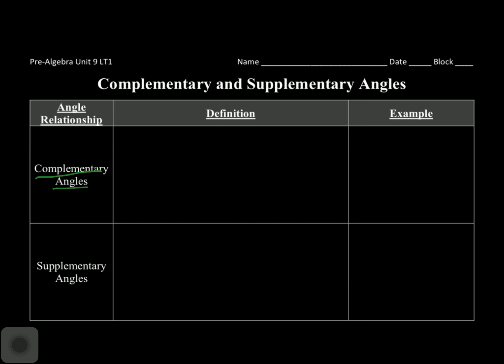Welcome back, kiddos. Today we got two more angle pairs for us to define and practice with. Should be pretty straightforward. I'm going to try to keep this video on the shorter side. So let's go ahead and get started.